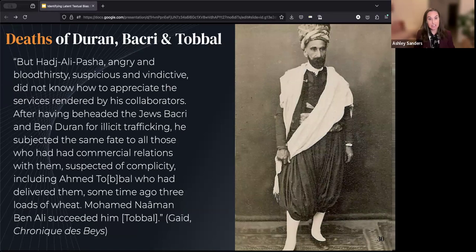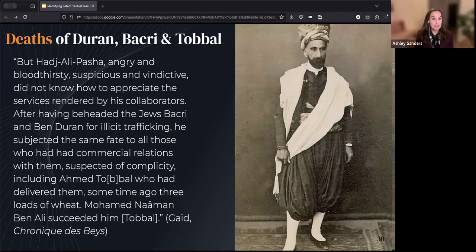The second account that appears in all three of the chronicles was much, much more negative. This account that appears in all three chronicles describes the deaths of three very influential Jewish merchants.